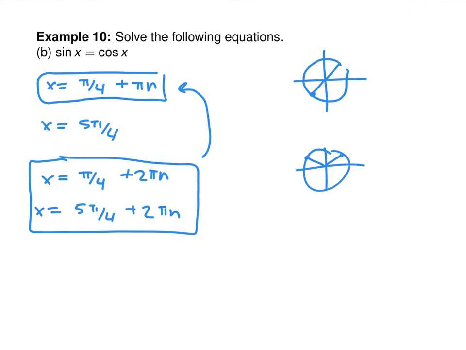So the first list that I circled includes 5 pi over 4. Does that make sense? It's quicker, exactly. Yep. Okay.